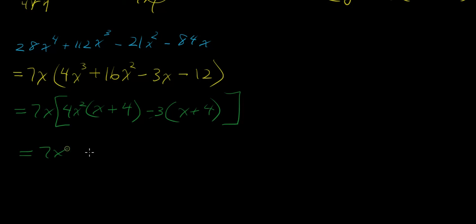That 7x is still going to be there, but now we're going to make our two parentheses, and this guy and this guy get their own. 4x squared minus 3, and we keep one of the duplicates, and we are done.